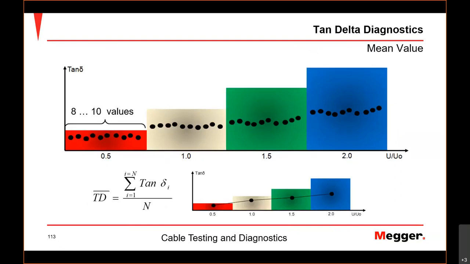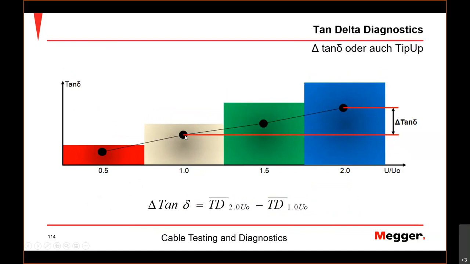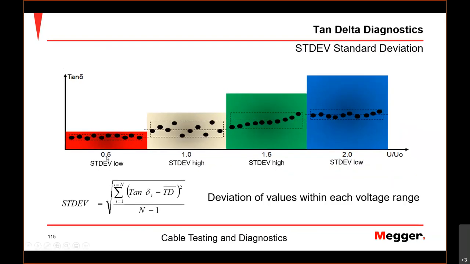And like I said, the instrument is not only looking at the simple tan delta value, but it's also looking at the tip up, that is the difference between the tan delta at U naught and the tan delta at 2 U naught. Using North American values, it's between 0.5 and 1.5, so that's the tip up. Is the tan delta increasing? Hopefully it's not increasing. It stays very small, the tan delta, that would be good. So we are looking at the tan delta itself, at the average value, at the tip up, the increase, the delta tan delta, and we're looking at the standard deviation.